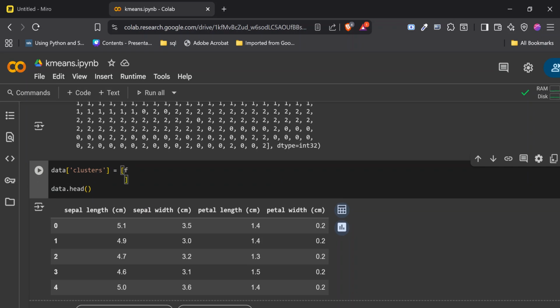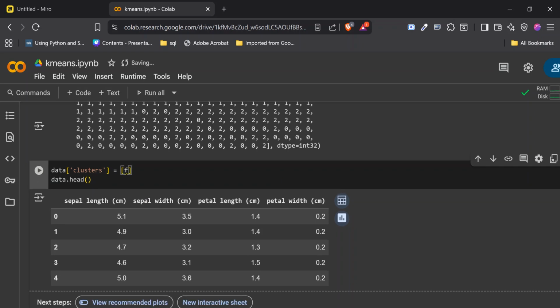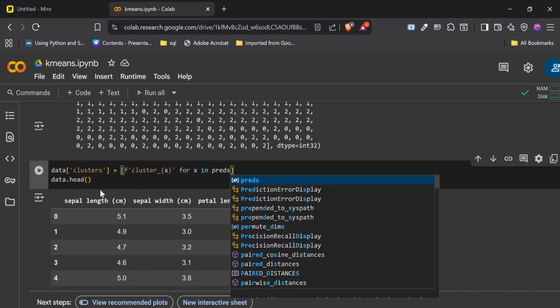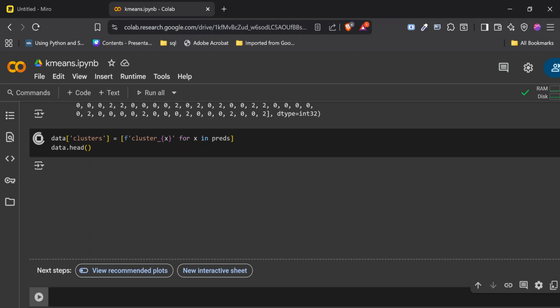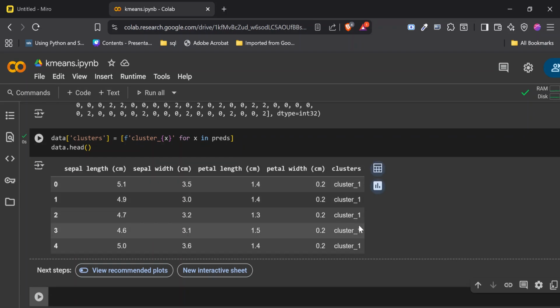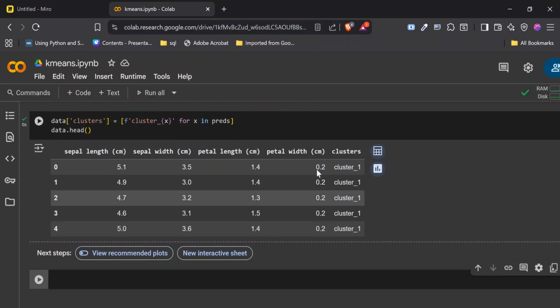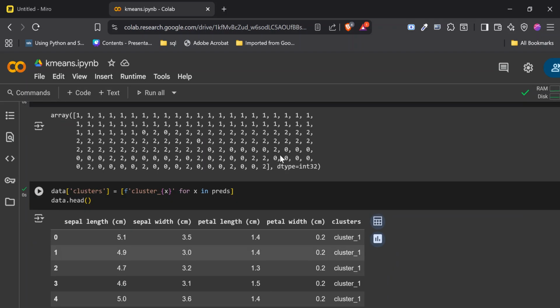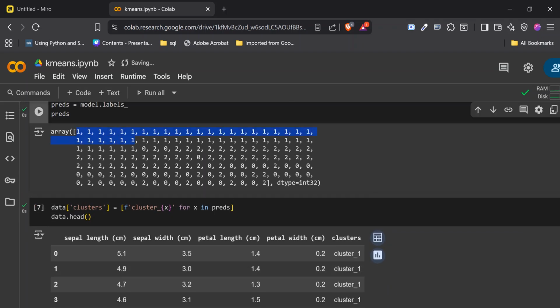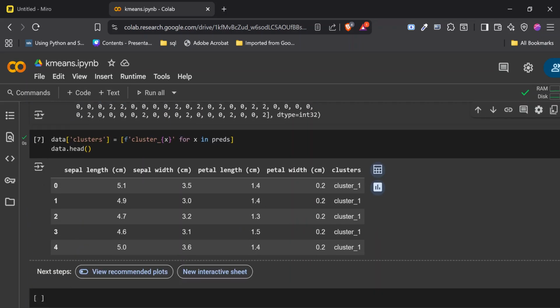equals an f-string, f cluster of x for x in preds. So if we run that, we have this cluster 1, cluster 2, however many it is. So I think everything here is cluster 1 for now. You're going to see that the upper part is majorly cluster 1, then we get cluster 2.